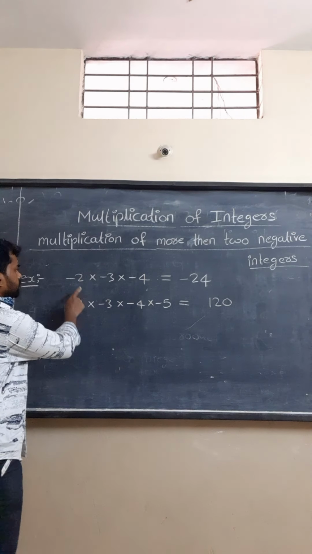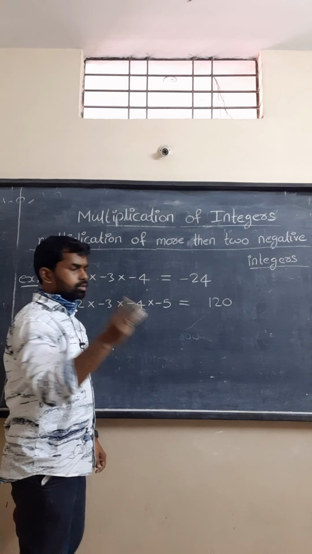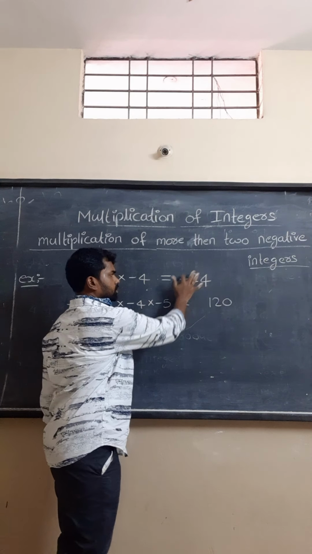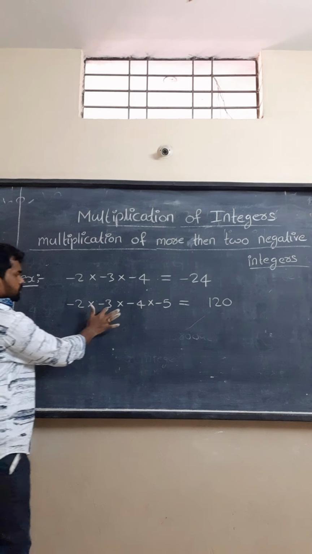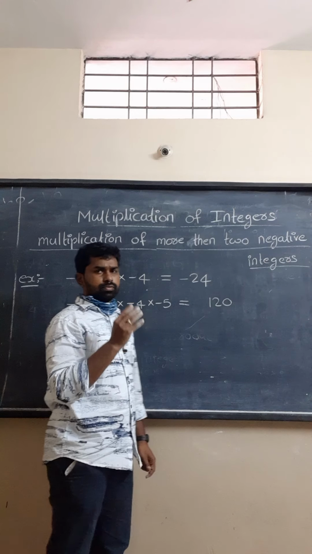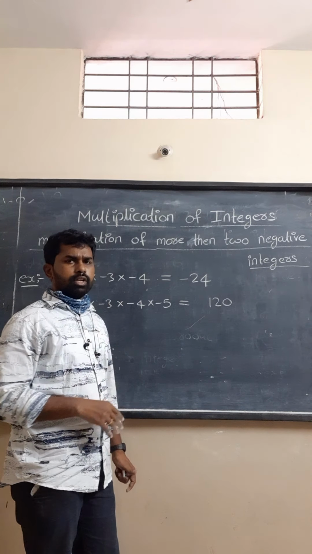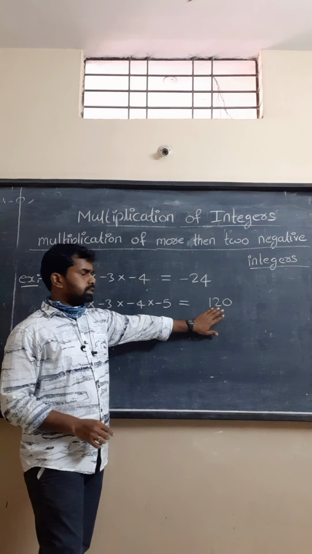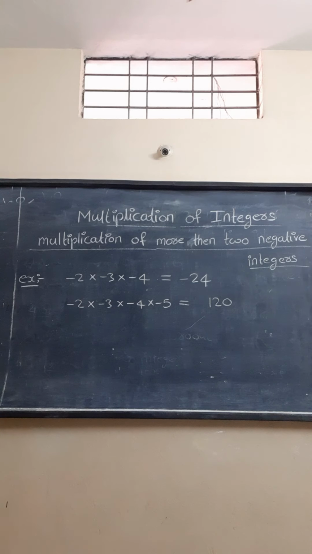See here, I am counting: 1, 2, 3. Here 3 negative numbers are there. 3 is an odd number, so the final answer is also a negative integer. Now in this question, 1, 2, 3, 4. 4 negative signs are there. 4 is an even number, and even number means in the final answer I get a positive number. Yes or no?